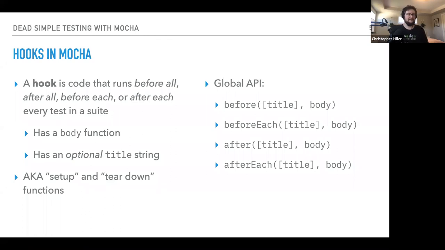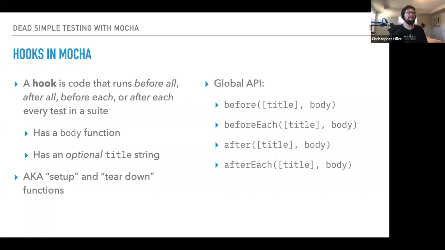Most of the time, you're probably going to be using beforeEach, at least in my experience. Before is useful maybe if you've got something really slow that you don't want to do before every test. Maybe, I don't know, start a server. But before isn't used quite as often, whereas beforeEach is used often. So what we want to do is use hooks to make our tests a little more efficient.